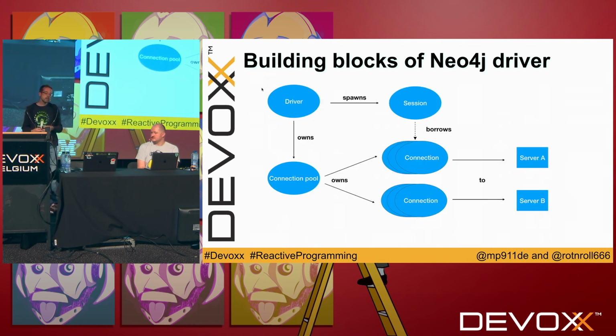The life cycle of this is that the driver owns a connection pool, and the connection pool contains several connections to possibly different servers. So what the driver in our case needs to do or should do is to be able to do routing. If you set up a Neo4j cluster with leaders and followers, then the driver is responsible for looking up a routing table to everything it can read from and write to.